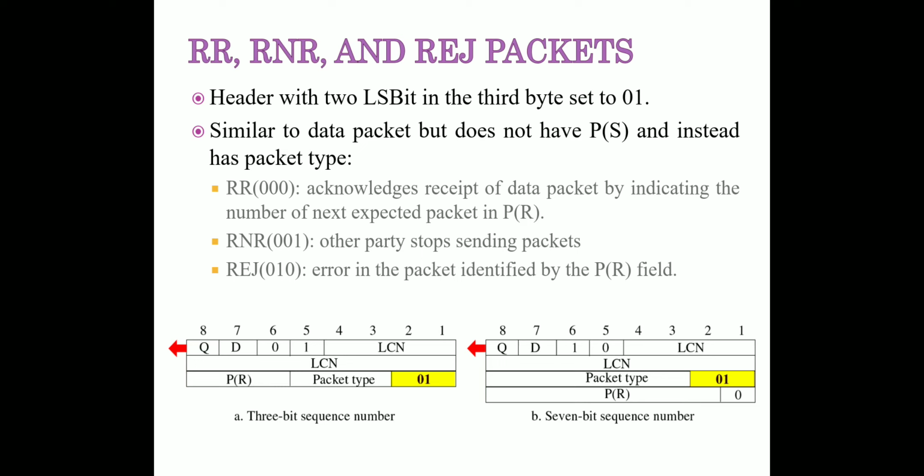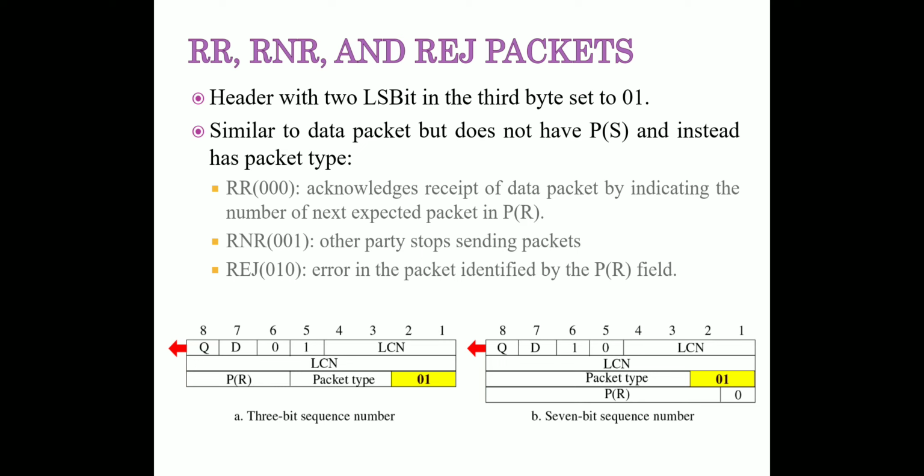So if it is 0, 0, 0, it is RR, that is receive ready. What it means is, it acknowledges the receipt of the packet by indicating the number of the next expected packet in PR. So it is expecting a next packet. So the sequence number minus 1 is the packet that has been received by the receiver.